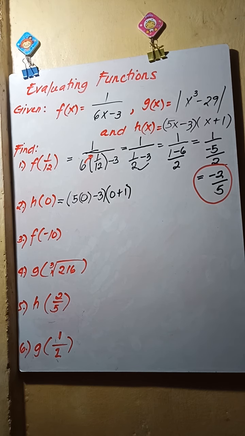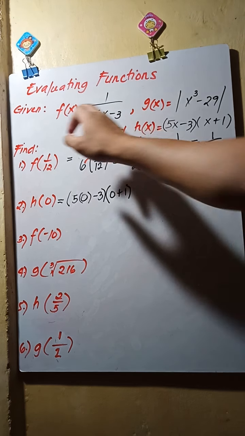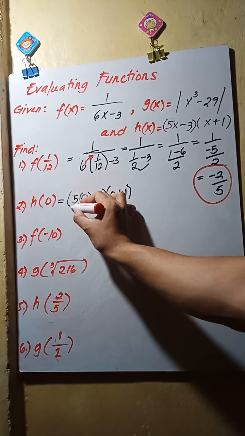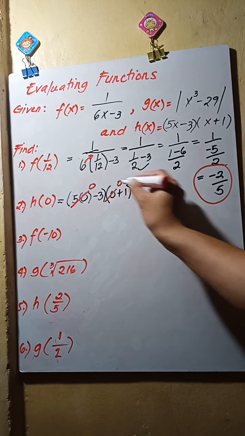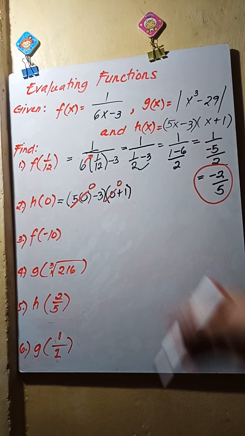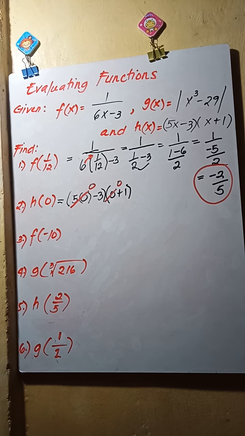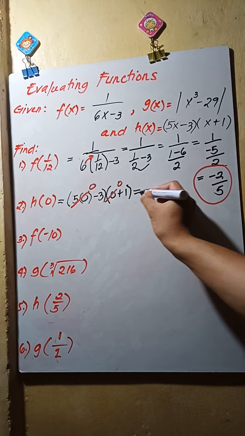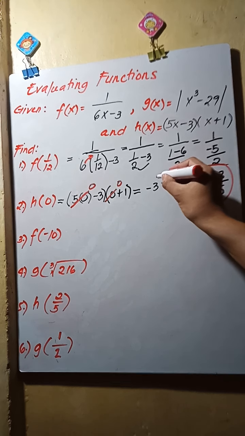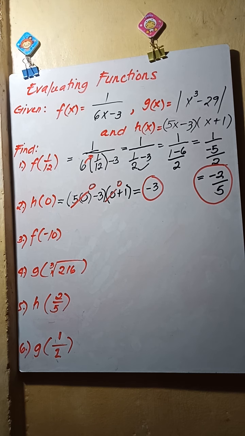Kasi nga h, doon ko ilalagay sa h, bawal naman sa g, and then bawal naman sa f, no? So, if I multiply any number multiplied by 0, again, that is 0. Therefore, this is just automatic 0, and then this is automatic 0. Ibig sabihin, you are multiplying negative 3 and then by 1. If you multiply negative 3 by 1, of course, that is negative 3. So, yung sagot natin sa number 2, that is negative 3.